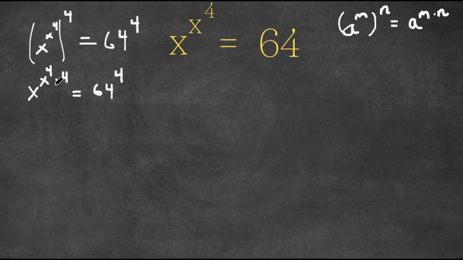Now what I'm going to do is rearrange this. I'm going to change this back into this form. However, now instead of saying x to the power of x to the power of 4 to the power of 4, I'm going to say x to the power of 4 to the power of x to the power of 4. And this is still equal to 64 to the power of 4.